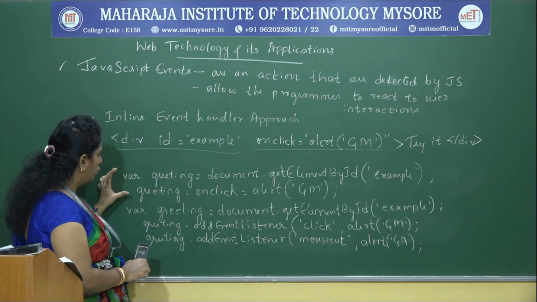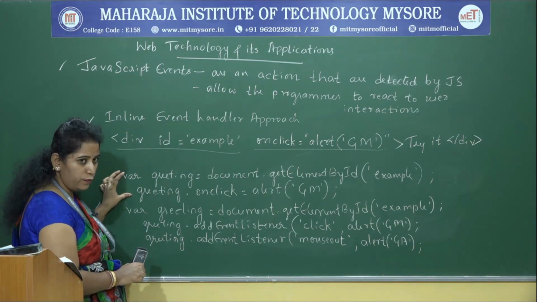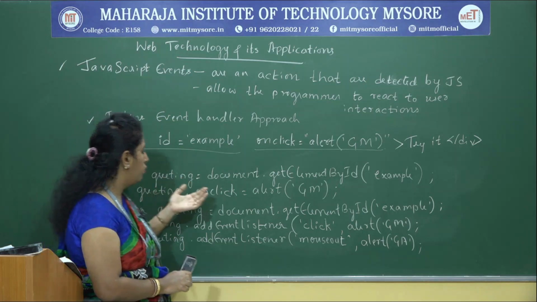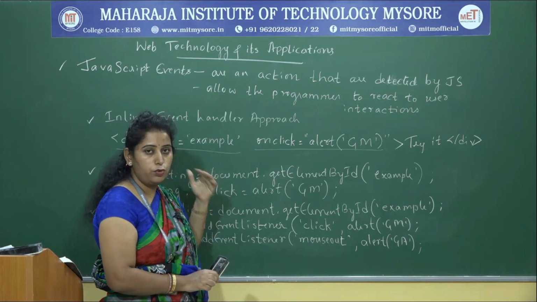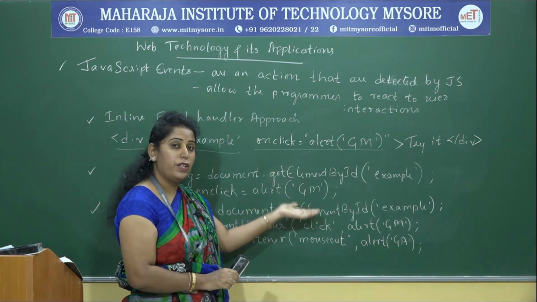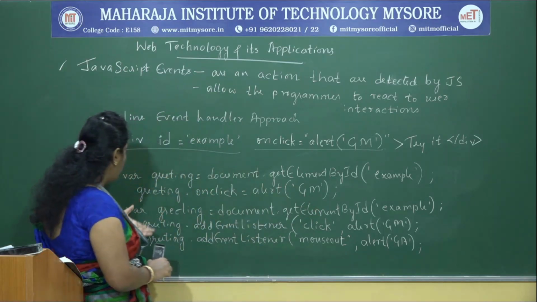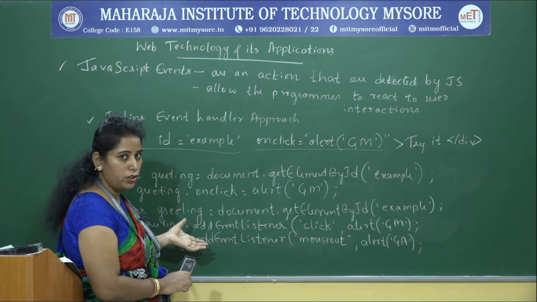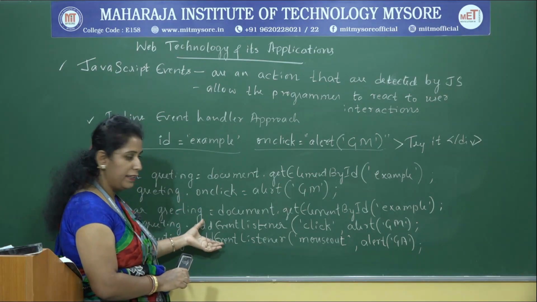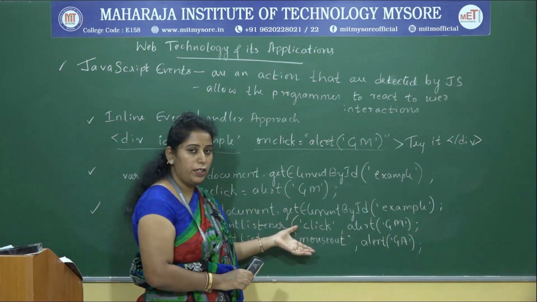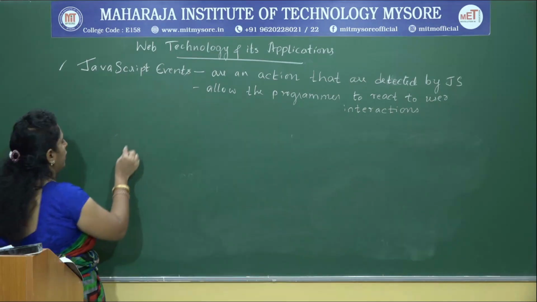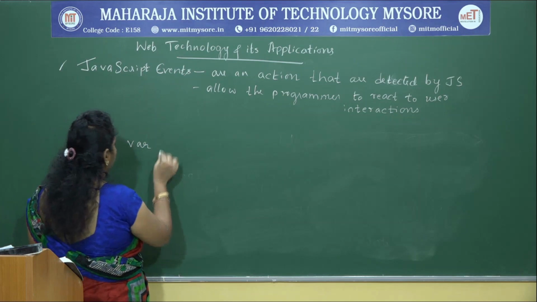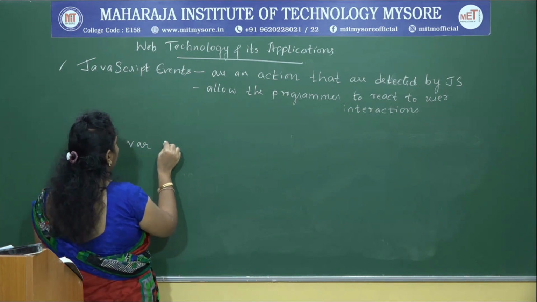So the first approach, where we can use it in this way, also has a limitation. There is only one handler to respond to different elements. The second approach has many advantages. It consists of multiple handlers which deal with different objects. Let us take a second example.